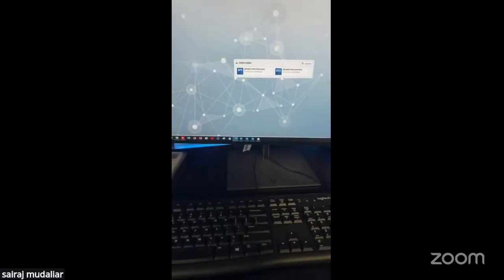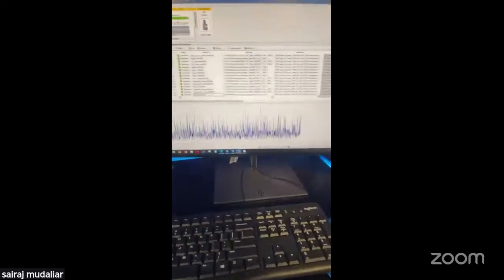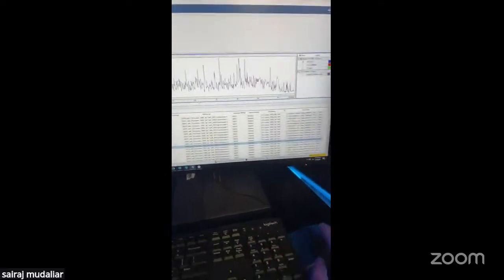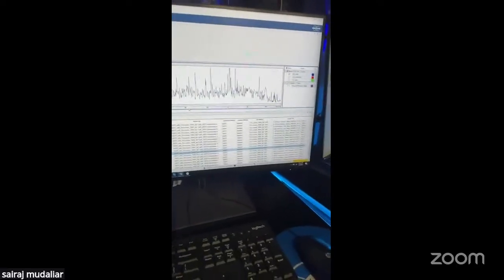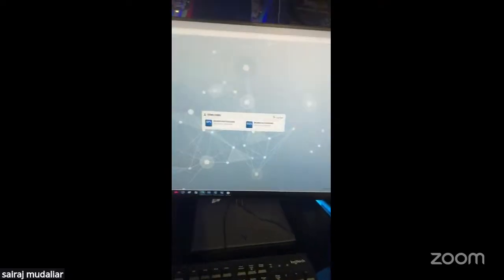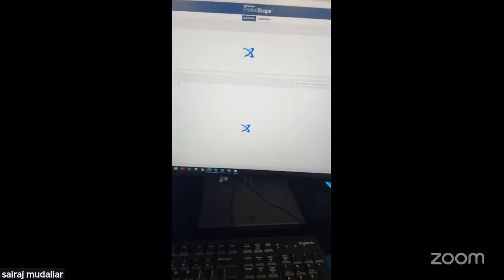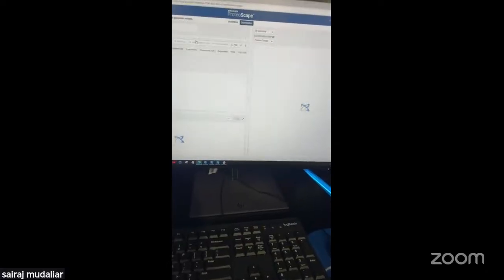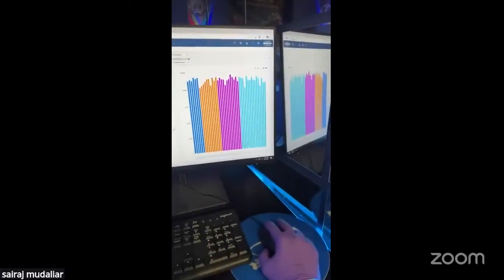So here you can see the previously run data. Here you can see the chromatogram, how chromatograms look. And this system is also integrated with the Bruker ProteoScape search, where you can also identify the proteins during the runtime. So these are the previous runs, which you can see. And in this system, we can also perform the group-wise analysis. So group-wise analysis looks like this.